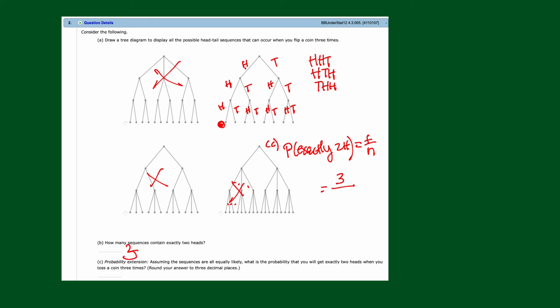So there's 3 ways that could happen. And how many possible things could actually happen? How many sequences? Well, we can just count them down here, right? You get 1, 2, 3, 4, 5, 6, 7, 8. So there's 8 altogether. And it says to round the answer to 3 decimal places. Well, 3/8, I just know what that one is. That's 0.375 to 3 decimal places. So 0.375.